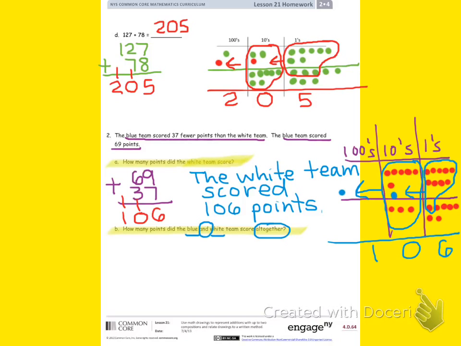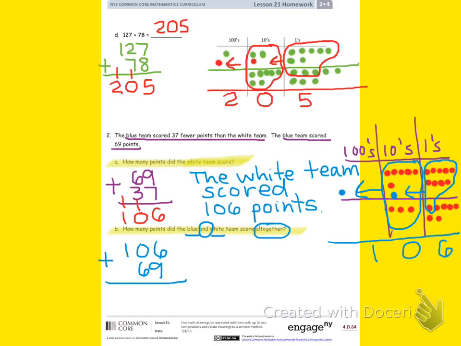So first we need the blue. The blue team scored 69 points. I'll write that down. And the white team, as we learned in problem 2A, scored 106 points. I think I'll write that above. To me, it's easier to keep that 1 visible if I put it up on the top. Now I'll add them together.